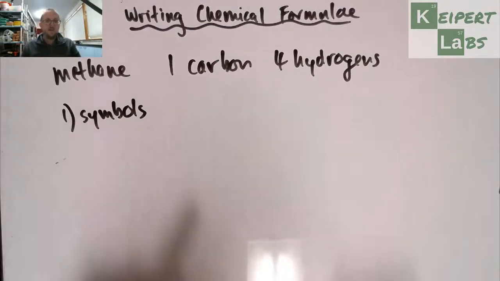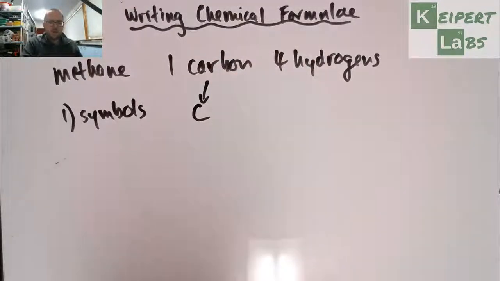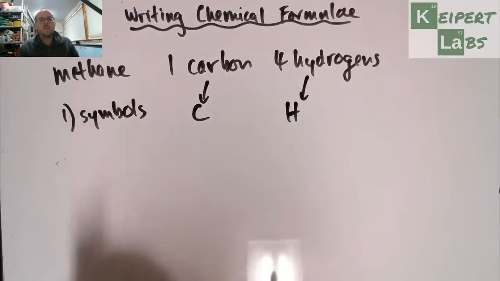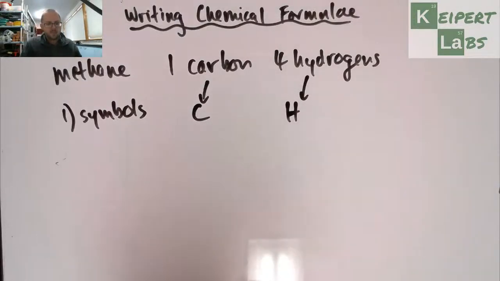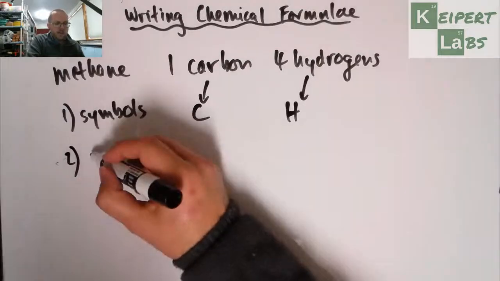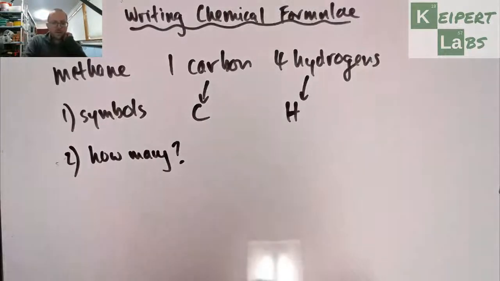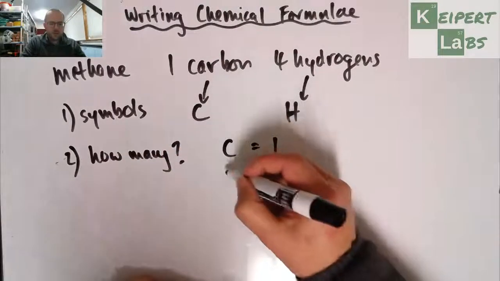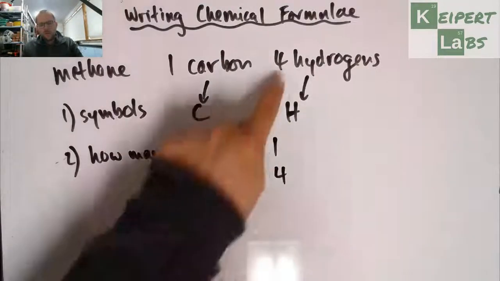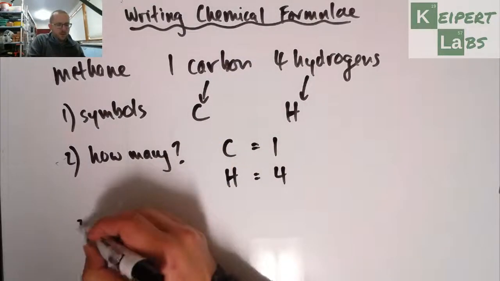So looking at the elements I have, looking up their symbols and writing them down. For carbon, I'm going to have a capital C, and for hydrogen, a capital H. Some of these you'll remember, others you might need to look at the periodic table to remind you. So it's always good to have one of those handy. And now we need to look at how many I have of each. For carbons, I'm told I've got 1, and my hydrogens, I'm told I have 4. So I'm going to have a C and an H, and I'm going to have a 1 and a 4 in there somewhere.